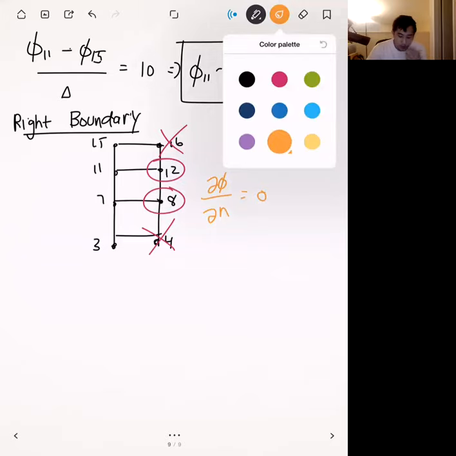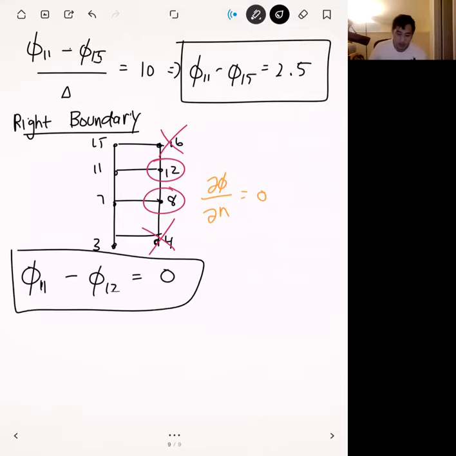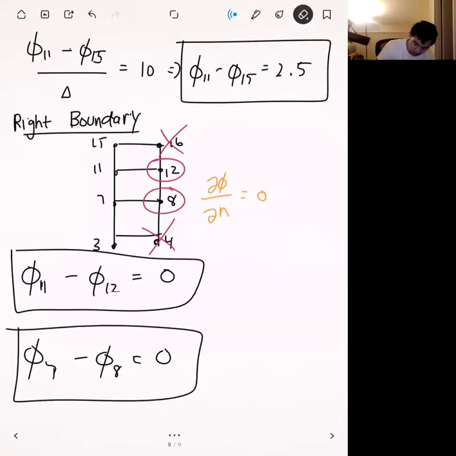Okay, so let's start with node 12. The inner neighbor for node 12 is going to be phi 11. Then we have phi 12, and this is equal to 0, right? We have delta there, but because it's equal to 0, we can just multiply delta by both sides and it's going to cancel out. Then the equation for node 8 is phi 7 minus phi 8 is equal to 0. And those are all of our equations. That's everything for this problem.